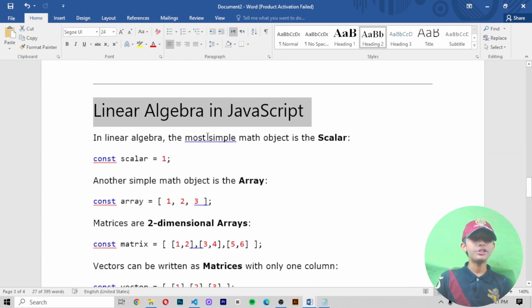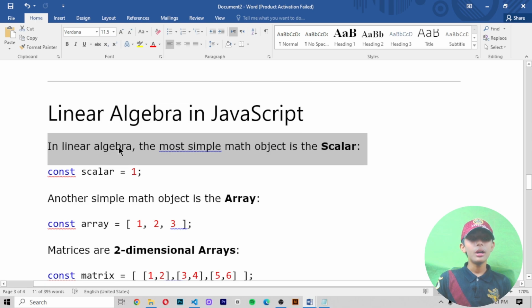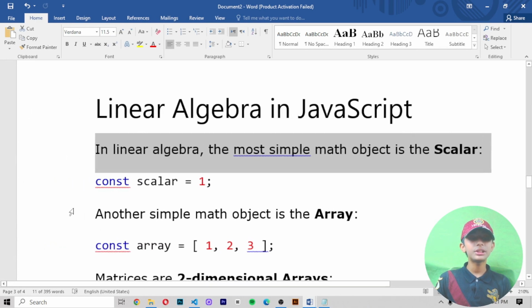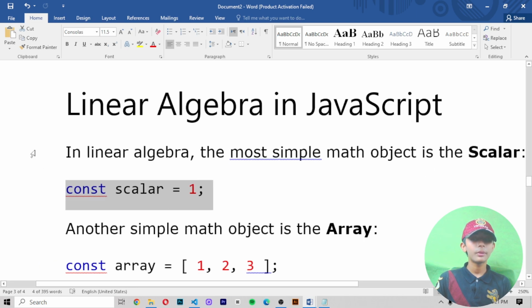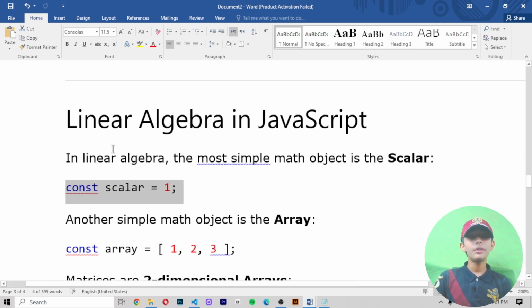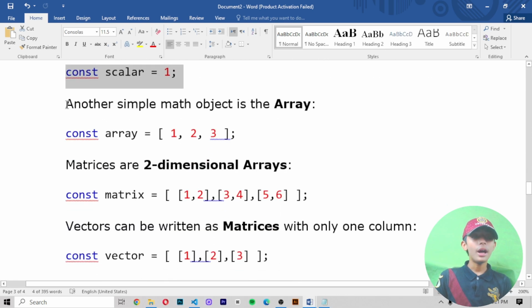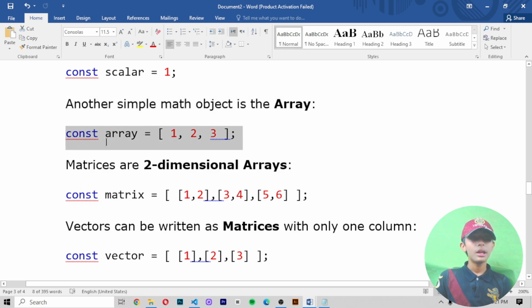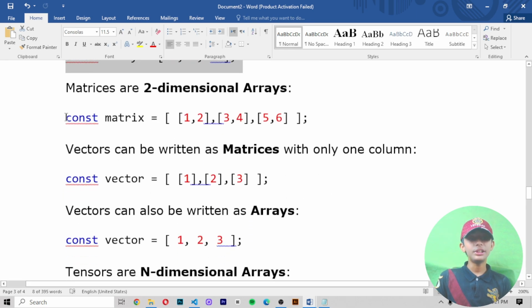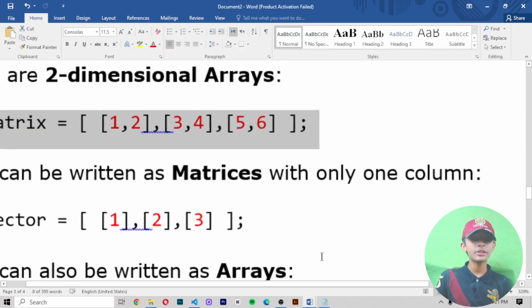Linear algebra in JavaScript. In linear algebra, if you see my linear algebra video, the most simple math object is a scalar. This is one syntax of a scalar. Another simple math object is the array. This is one example of an array. A matrix is a two-dimensional array. This is the syntax.